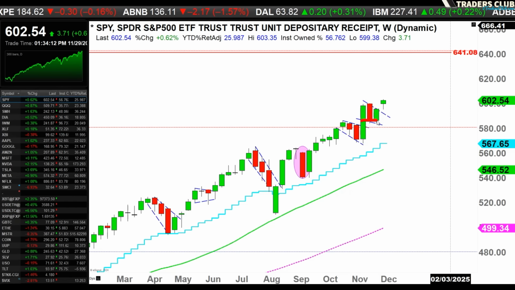But remember, there was that island up there, the gap held. And then it turned into what? More like a flagging pattern. And then today we broke out this week. And now this candle is finalized, right?